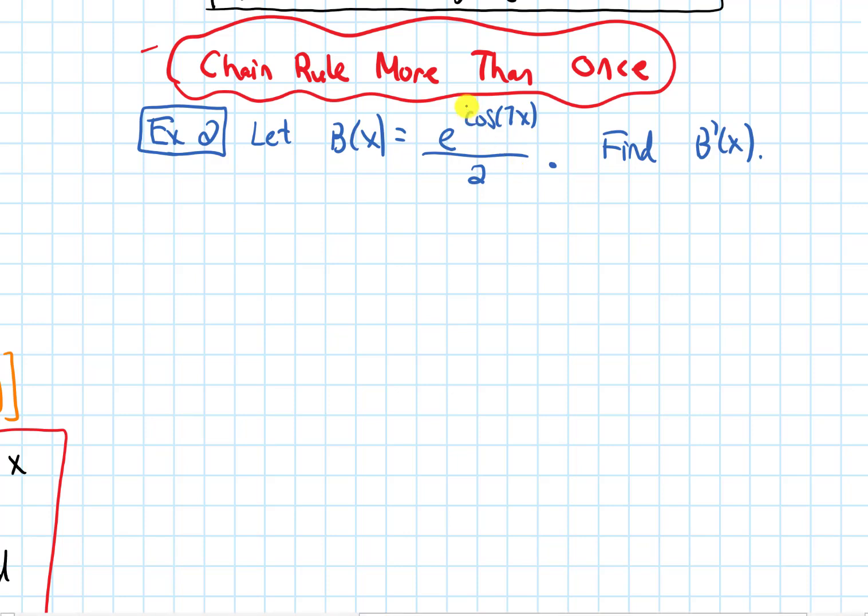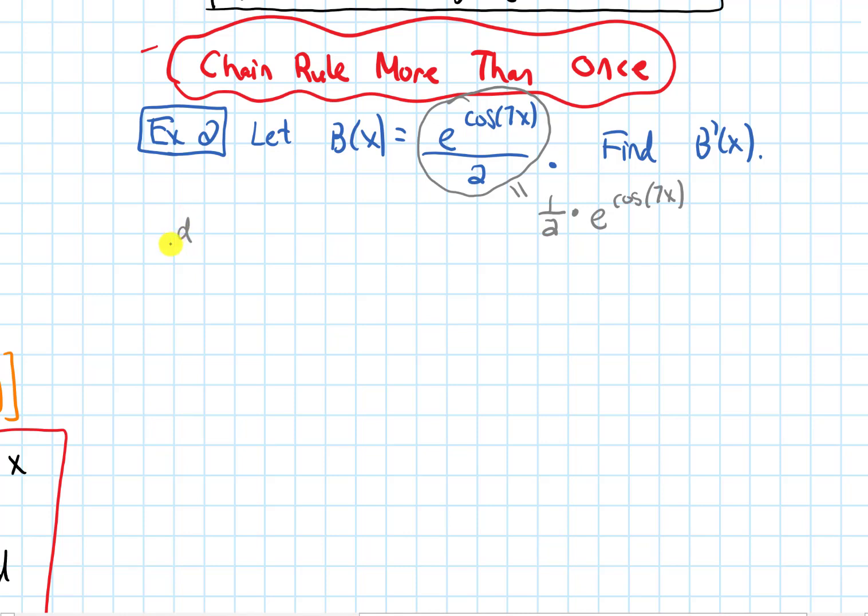So first I want to make an observation about this. I see a fraction, but I don't have to do quotient rule on this. If I can see that the 2 is a constant, I could rewrite this as a 1/2 in front of e to the cosine of 7x, and now when I do the derivative of this, the 1/2 can just stay in front, and then I'll multiply the 1/2 by whatever the derivative of e to the cosine is.